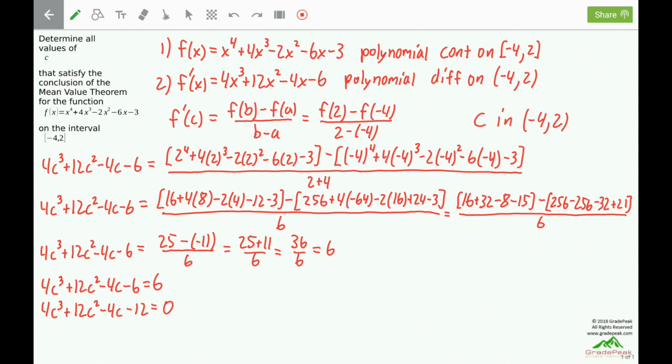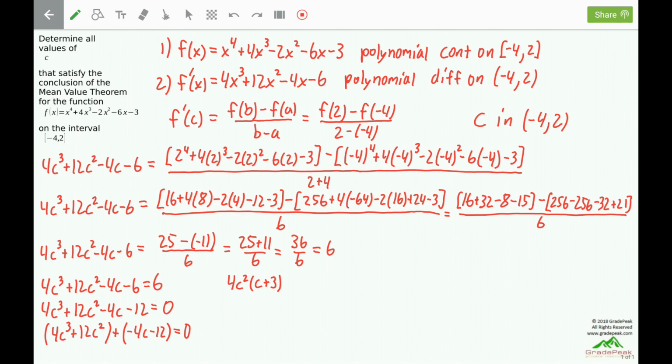Since this is a 4-term polynomial, it can be factored by possibly group factoring it. We can group together the first 2 terms and look for a common factor, and group together the second 2 terms and look for a common factor. So the first 2 terms, 4c cubed plus 12c squared, and then the second 2 terms, minus 4c and minus 12. The first 2 terms have a common factor of a 4 and a c squared, and if we factor that out, that'll leave a c plus a 3.